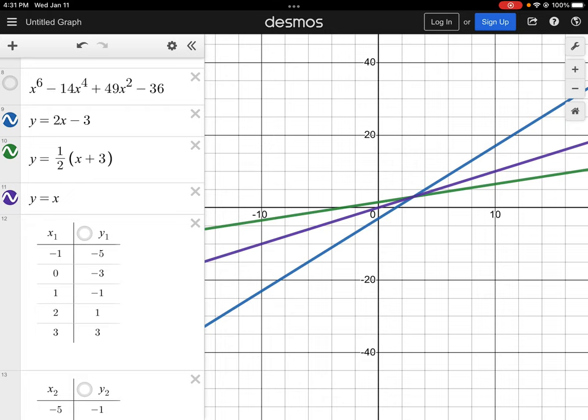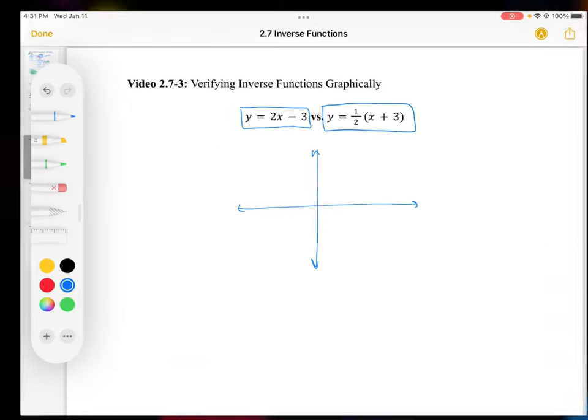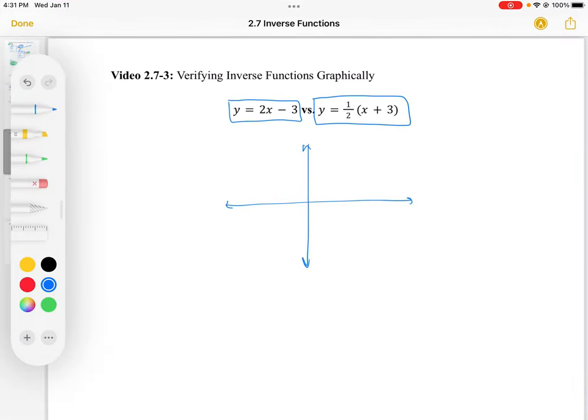Now, why is that true? Well, we learned in a previous video that the domain of one function is the range of the inverse function, and the range of the original function becomes the domain of the inverse function. So what was x is y on the inverse function, and what was y is x on the inverse function.